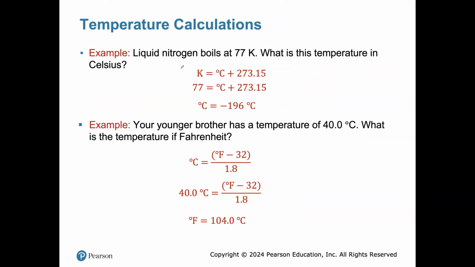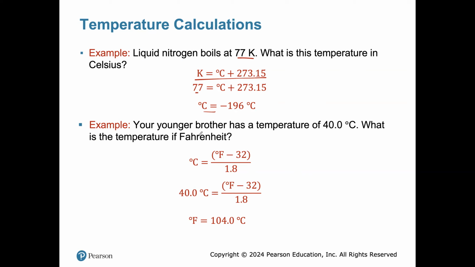So for example, liquid nitrogen boils at 77 Kelvin. What is this temperature in Celsius? Okay, so first we'll write the relationship between Kelvin and Celsius. Kelvin is equal to Celsius plus 273.15, and then you can plug in the Kelvin and calculate Celsius as negative 196 Celsius. So liquid nitrogen is considered cryogenic, which means it has a very, very low boiling point.